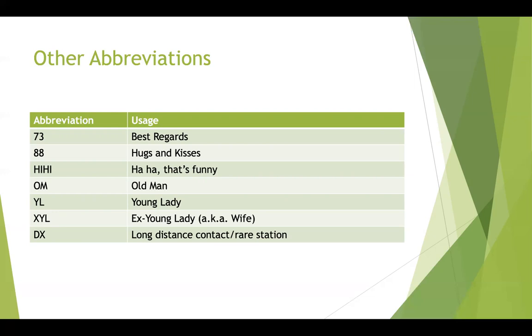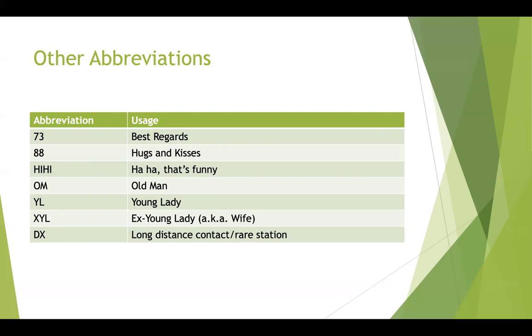88, hugs and kisses. Hi, you'll hear that sometimes. People will actually say that on the air. They'll say, oh, hi. That basically is laughing. And if you think about it, if you send that in Morse, you're sending dit dit dit dit, dit dit, right? So it kind of sounds like somebody laughing.